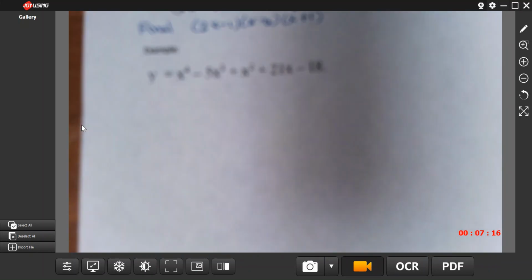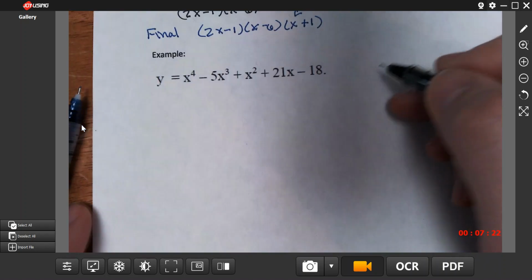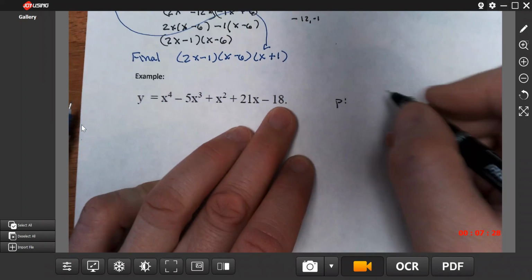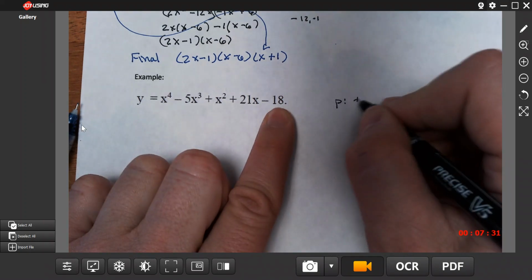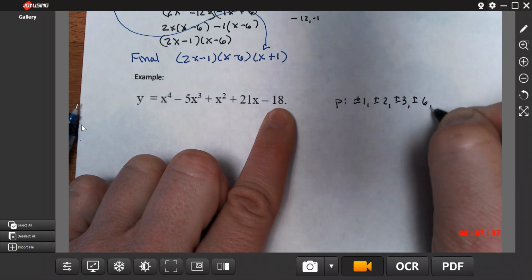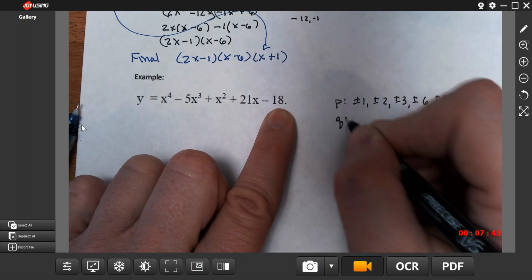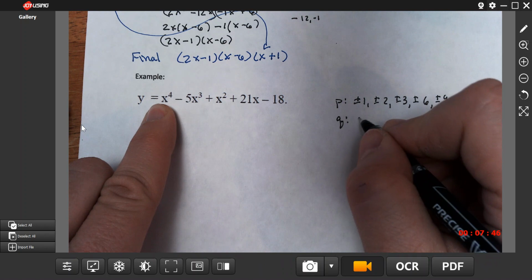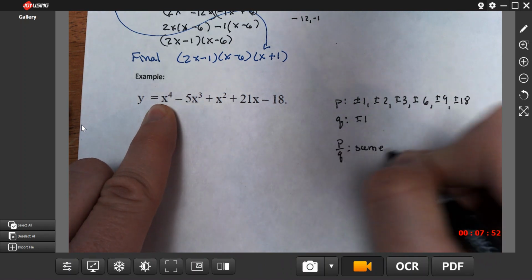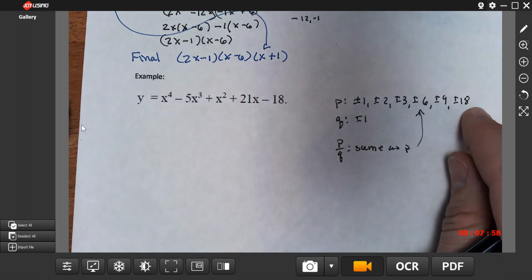Same process, and now we have a quartic. Come on, focus. Okay. So we're going to make our list of possible p's and q's again, just like we did before. The possible p's are factors of the constant term. So plus or minus 1, plus or minus 2, plus or minus 3, plus or minus 6, plus or minus 9, plus or minus 18. Nice long list. Possible values of q, leading coefficient, so plus or minus 1. So my p over q values are the same list as p, because if I divide by the 1, I get the same list. So those are all my possible values.